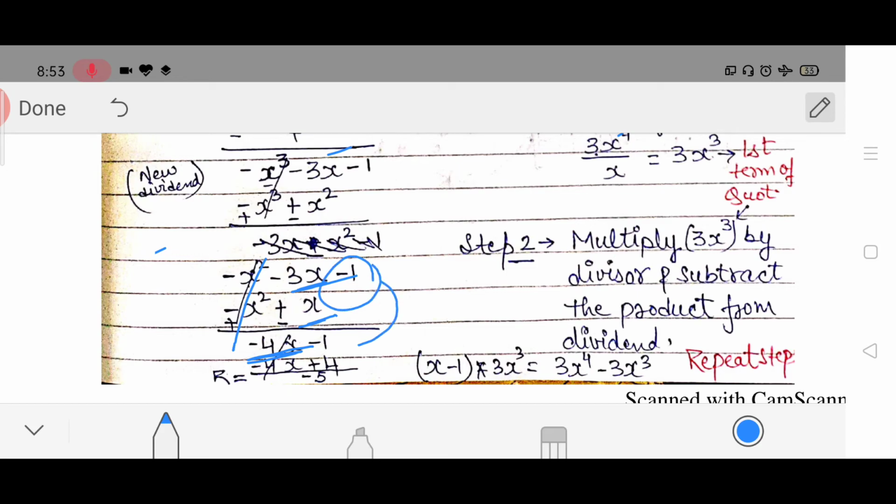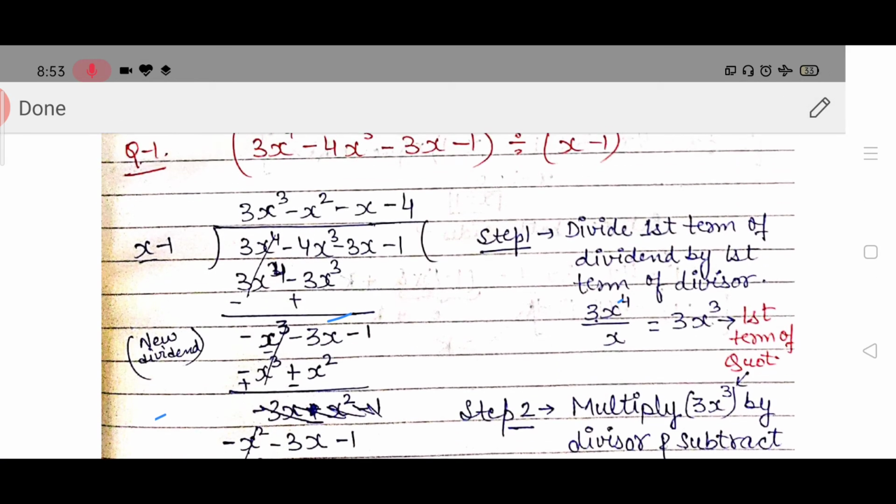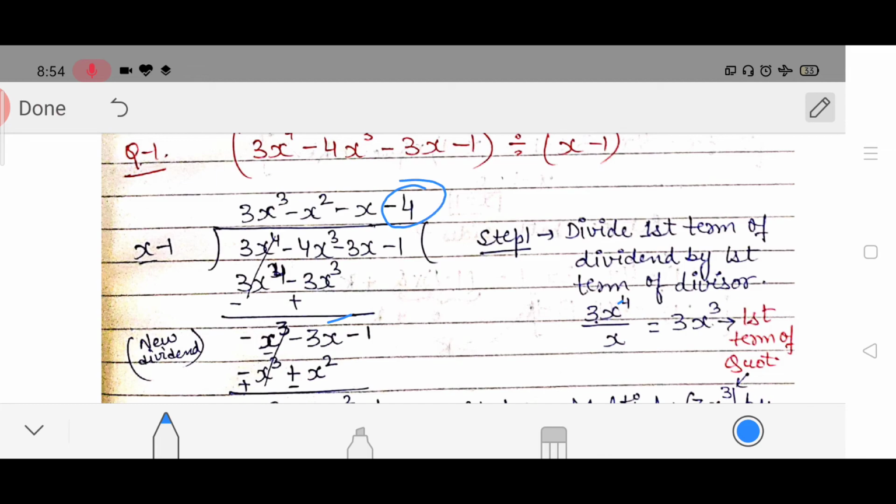You again take minus 1 here. Now our new dividend is minus 4x minus 1. Again you have to divide the first term of dividend by the first term of divisor, that is minus 4x divided by x. x and x cancel, what are we left with? Minus 4. So minus 4 is our new term of the quotient. We have written it here, minus 4.